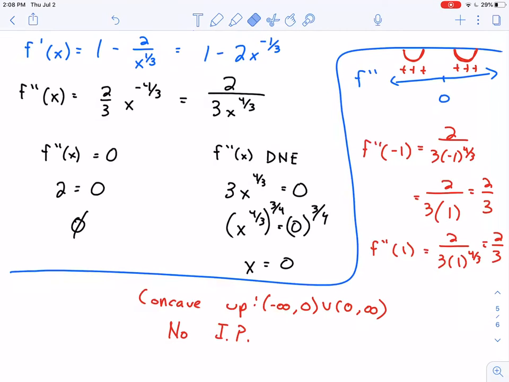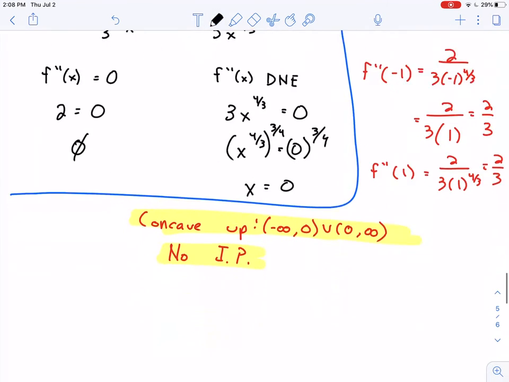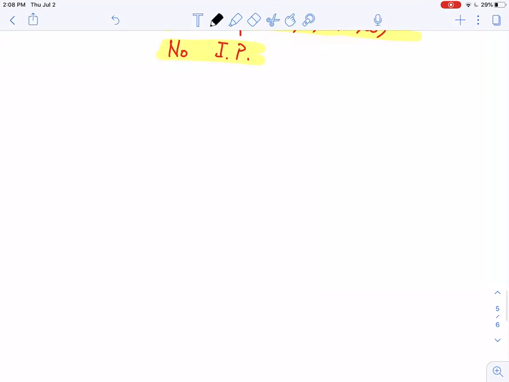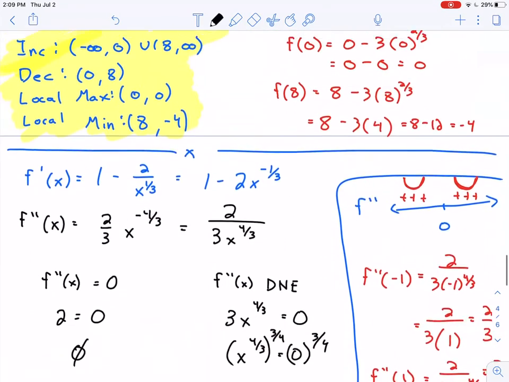So here is all of the information I can get out of that second derivative. Now I just need to put it all together and make the graph. So let's see what I can remember off the top of my head. We said our domain was negative infinity to positive infinity. We had no vertical asymptotes and no horizontal asymptotes. Our function was increasing. Let's see, where was our function increasing?